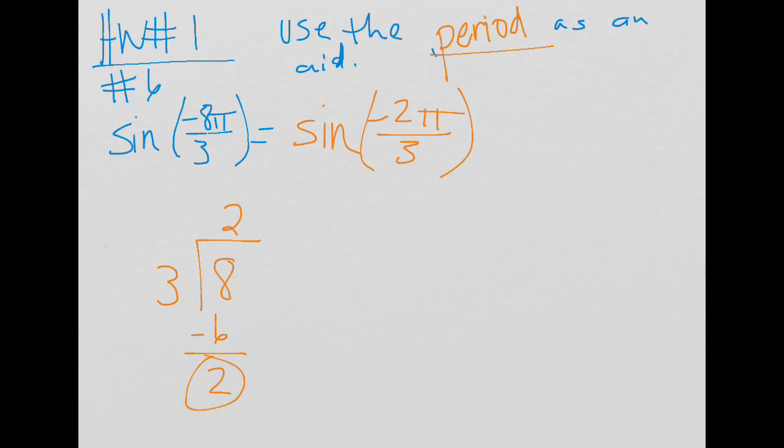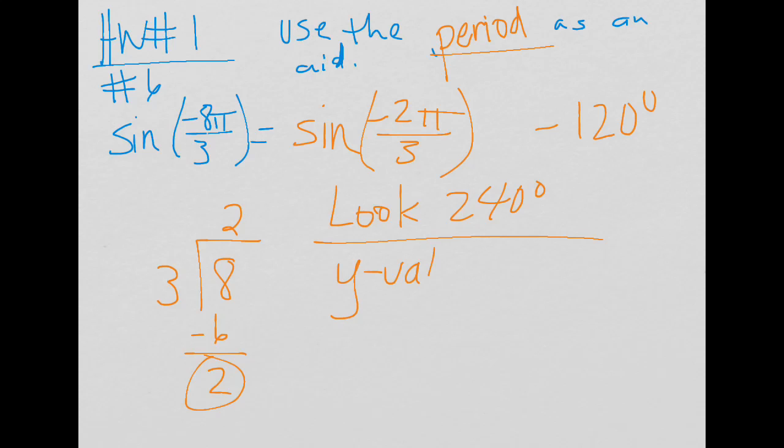So negative 2 pi over 3 is the same thing as negative 120 degrees. And that'd be 240. So negative 120 is the same thing as 240. So I need to look at 240. And I need the y value. Negative root 3 over 2. And it's negative root 3 over 2.